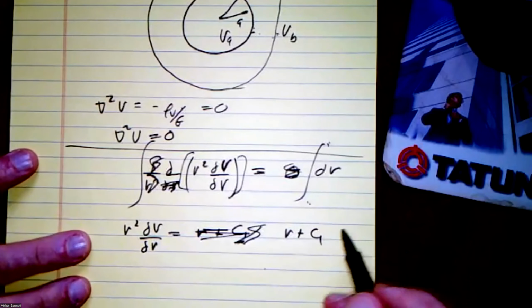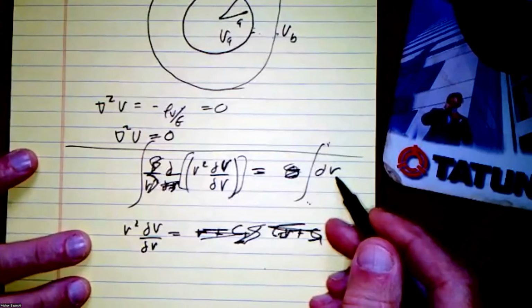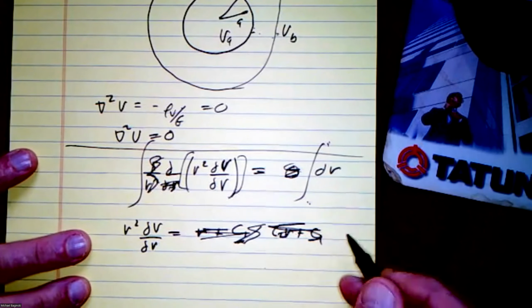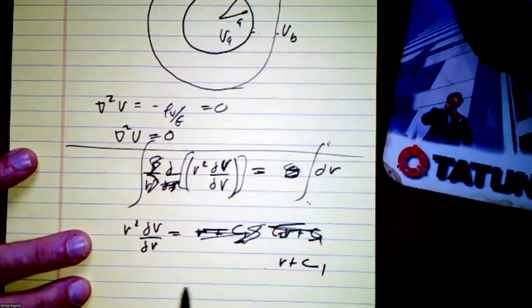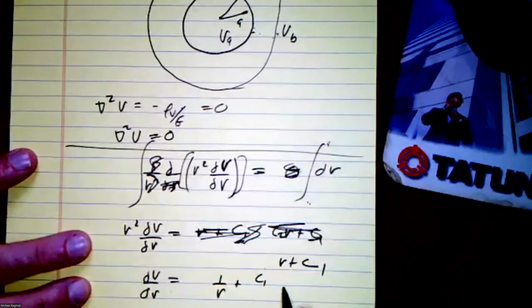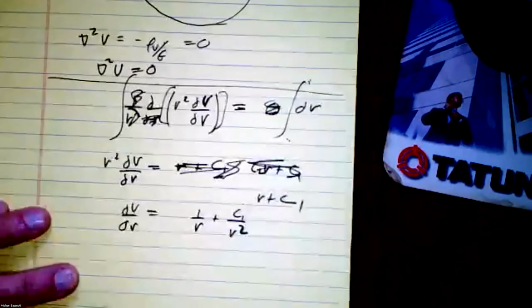Now, if I divide by r squared, and actually this should actually be a constant too. When I integrate this, pardon me, I end up getting just r plus a constant. Sorry, I'll call it c1. Now I divide it by r squared, and I get dv dr is equal to 1 over r plus c1 over r squared, as such.